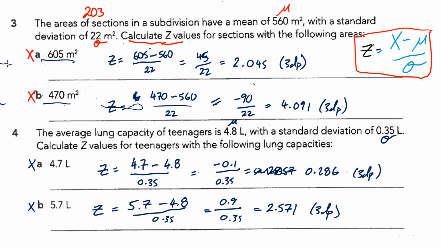2.571. Now the whole point of these questions is that we're taking the real world values, converting them into Z values, which is the standard normal distribution, and then what we're going to do is go to the tables to work out the probabilities. So hopefully that answers some of those questions.